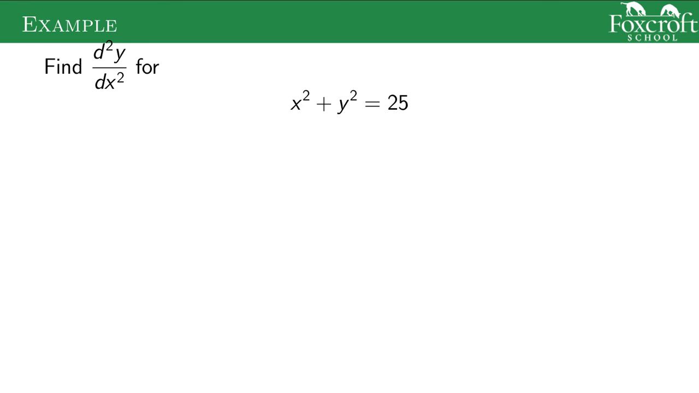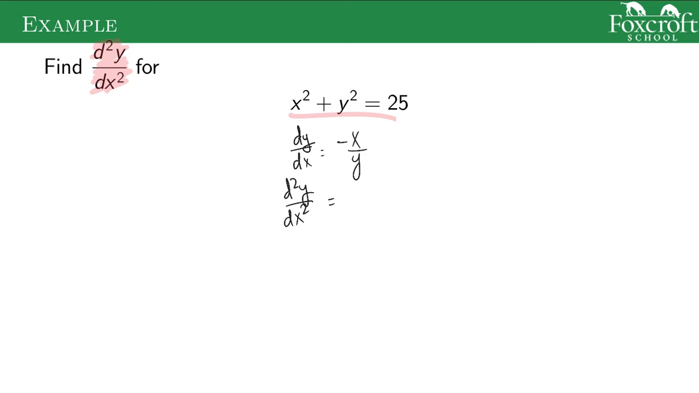All right, and this one, it seems like we've done this problem before, but now it's asking for this notation. This is just the notation for the second derivative. So earlier we found the first derivative of this implicit equation was negative x over y. And now we just want to do the derivative again. So we take the derivative to the left. We're just going to get the second derivative.